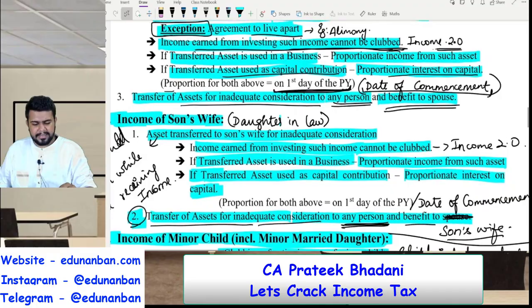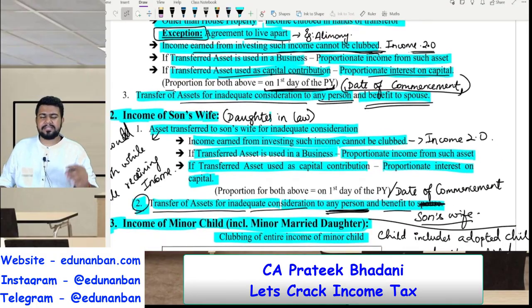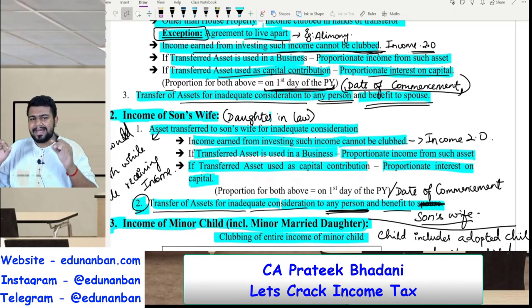Okay, next, transfer of assets for inadequate consideration to any person for the benefit of spouse. So for example, if I am transferring my asset to my brother and I am telling that the income from that asset will go to my wife, in that case also the income that is received by my wife will be clubbed in my hands.